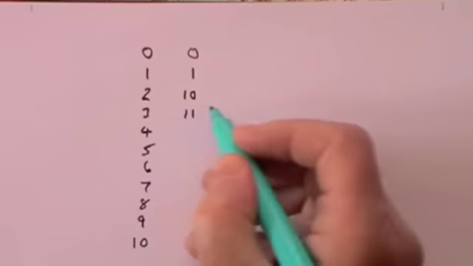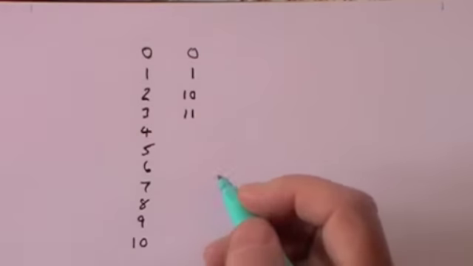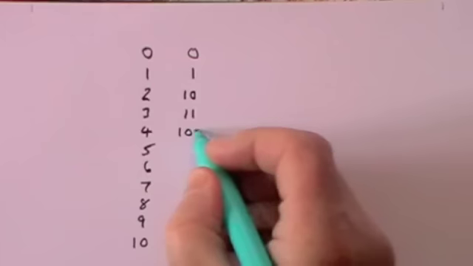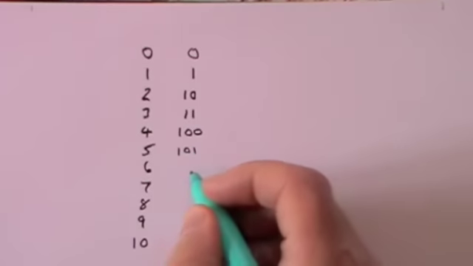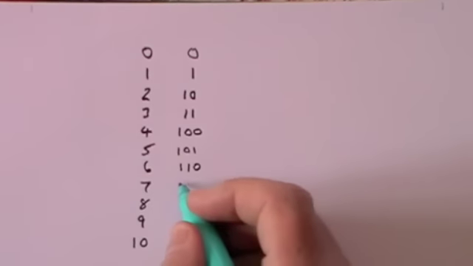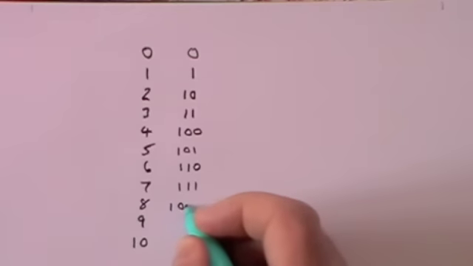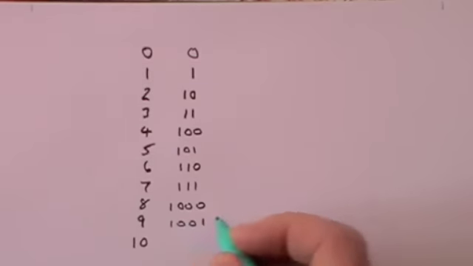And then we can use 11 for 3, but we can't use 12 for 4, because 2's not available, so we now have to go up to 100. So 100 is 4, 101 is 5, 110 is 6, and 111 is 7. Now we have to go up to 1,000. And 1,001 becomes 9, and 1,010 becomes 10, and so on.